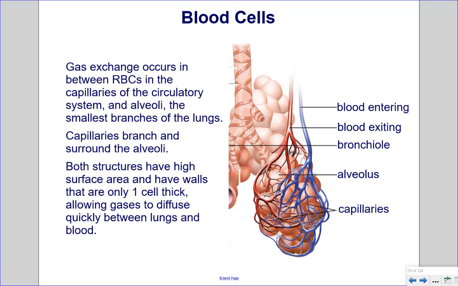Blood cells. Gas exchange occurs in between red blood cells in the capillaries of the circulatory system and alveoli, the smallest branches of the lungs. Capillaries branch and surround the alveoli. Both structures have high surface area and have walls that are only 1 cell thick, allowing gases to diffuse quickly between lungs and blood.